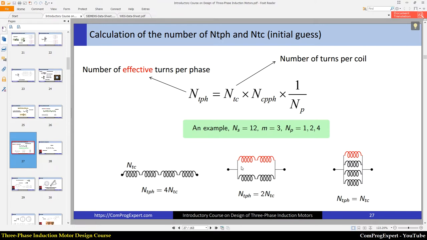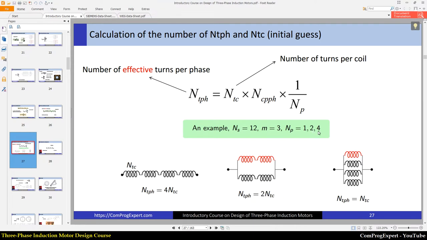In this case, the number of parallel paths is equal to 2. And as you can see here, we have 2 series coils in each parallel branch. So the number of effective turns per phase is the total number of turns between 2 terminal points, this terminal point and this terminal point. And in this case, the number of effective turns per phase is equal to 2 times NTC.